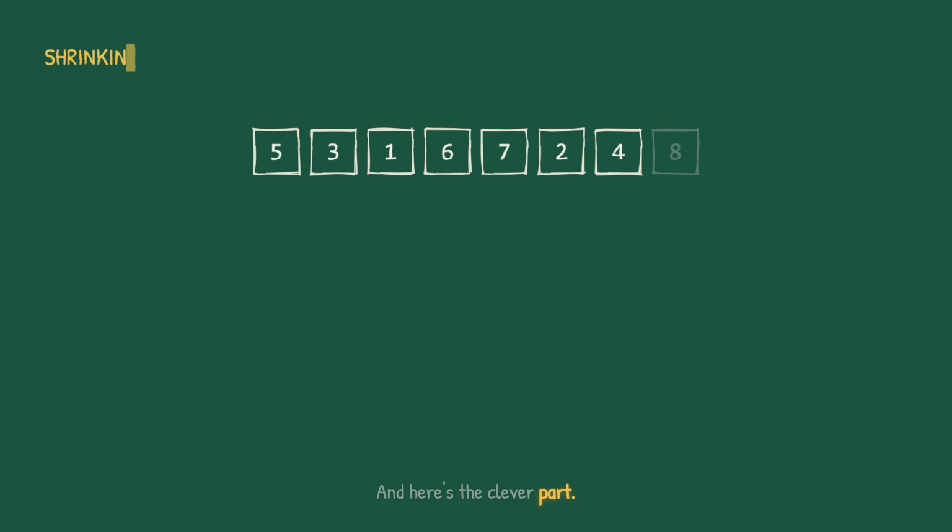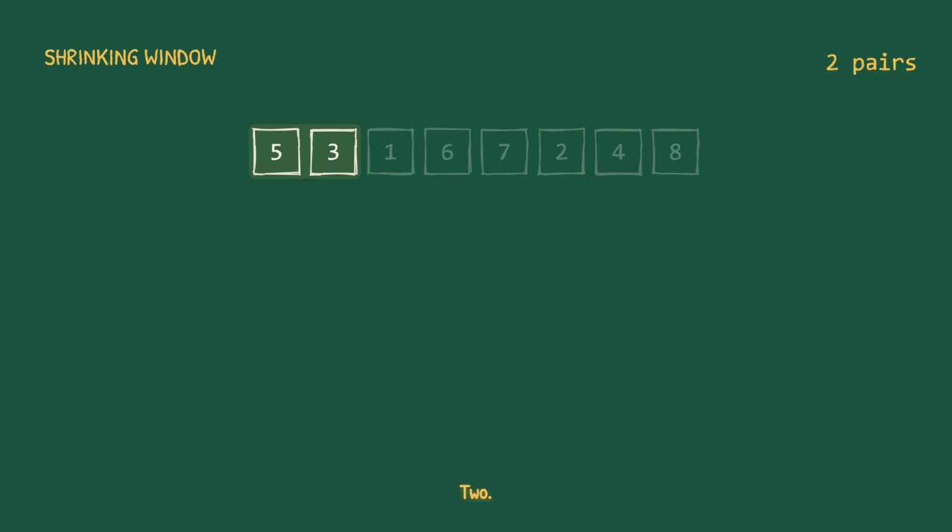And here's the clever part. Each pass, the unsorted portion gets smaller. We don't need to check the numbers already locked at the end. Pass 1 checks 7 pairs, pass 2 checks 6, then 5, 4, 3, 2, 1. The work shrinks every time.